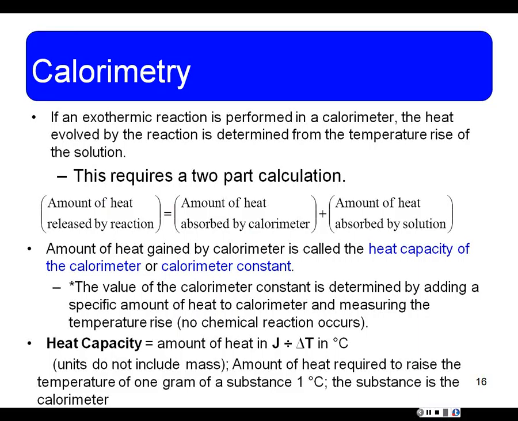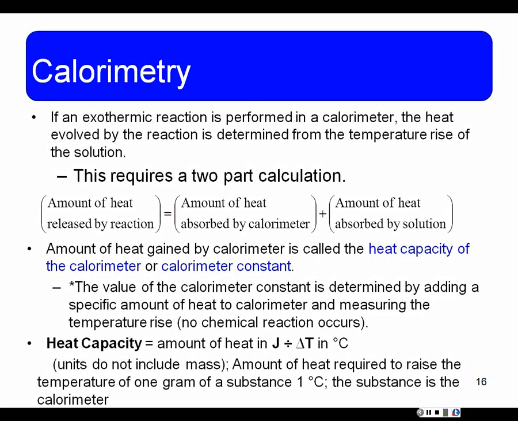You'll see in a few minutes, when we start calculations, where most students make small errors, and you have to really be able to know what you're looking for. So you'll see in a few minutes why the units are so important. So we've got to find the heat capacity.